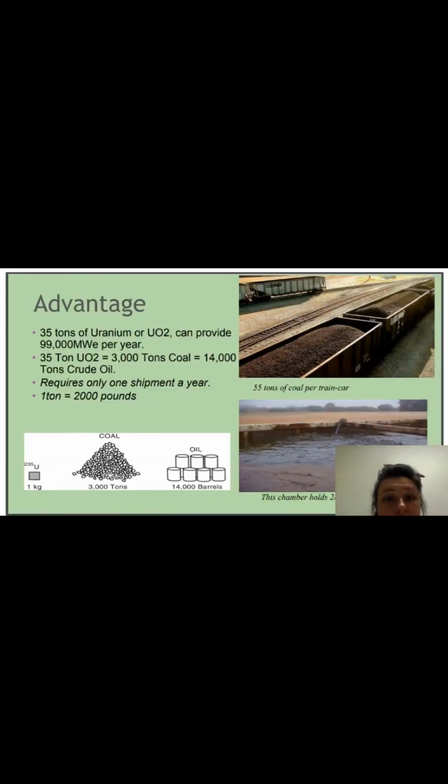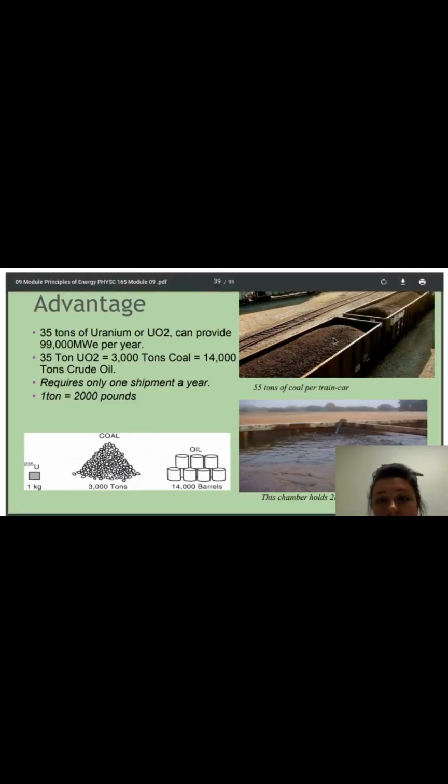It would require 3,000 tons of coal to produce that same amount of energy, or 14,000 tons of crude oil. And just to get a handle on how much this is, one of these train cars is 55 tons of coal. And this little tankard right here is 28 tons of crude oil.